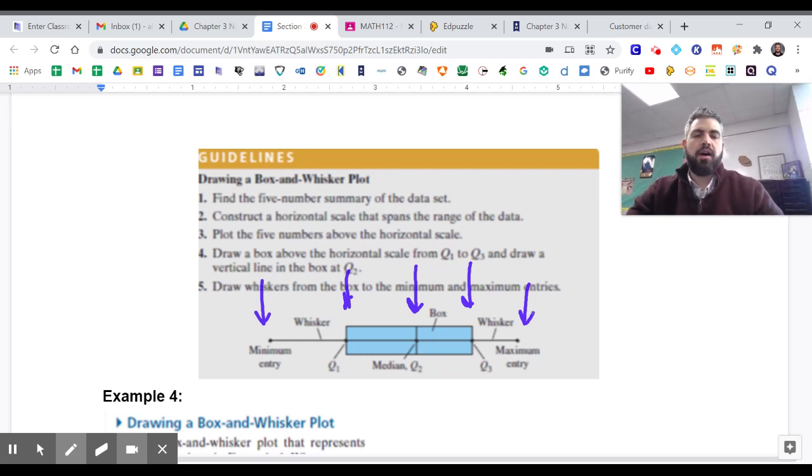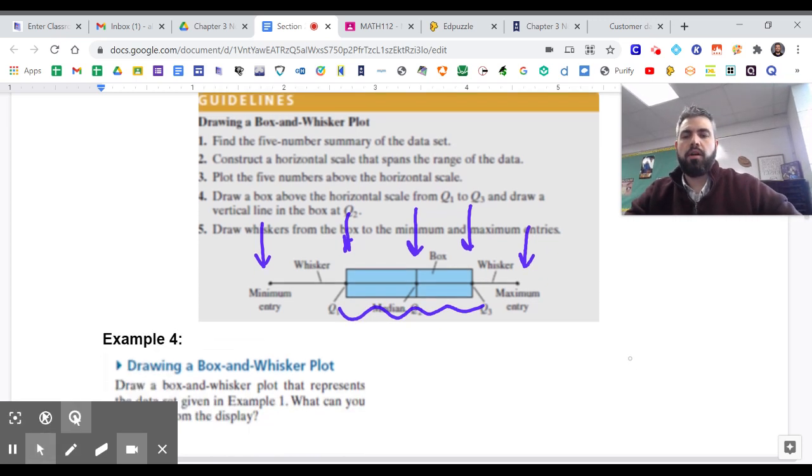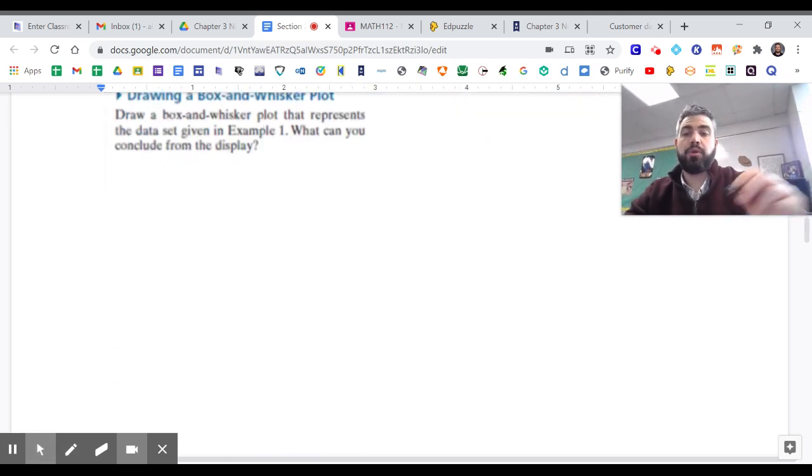And so from there, we box in the middle part. We box in our interquartile range, right? The middle box, and then we whisker the rest out. So let's do that for an example. So actually, we're going to do that for that last example that we did before.